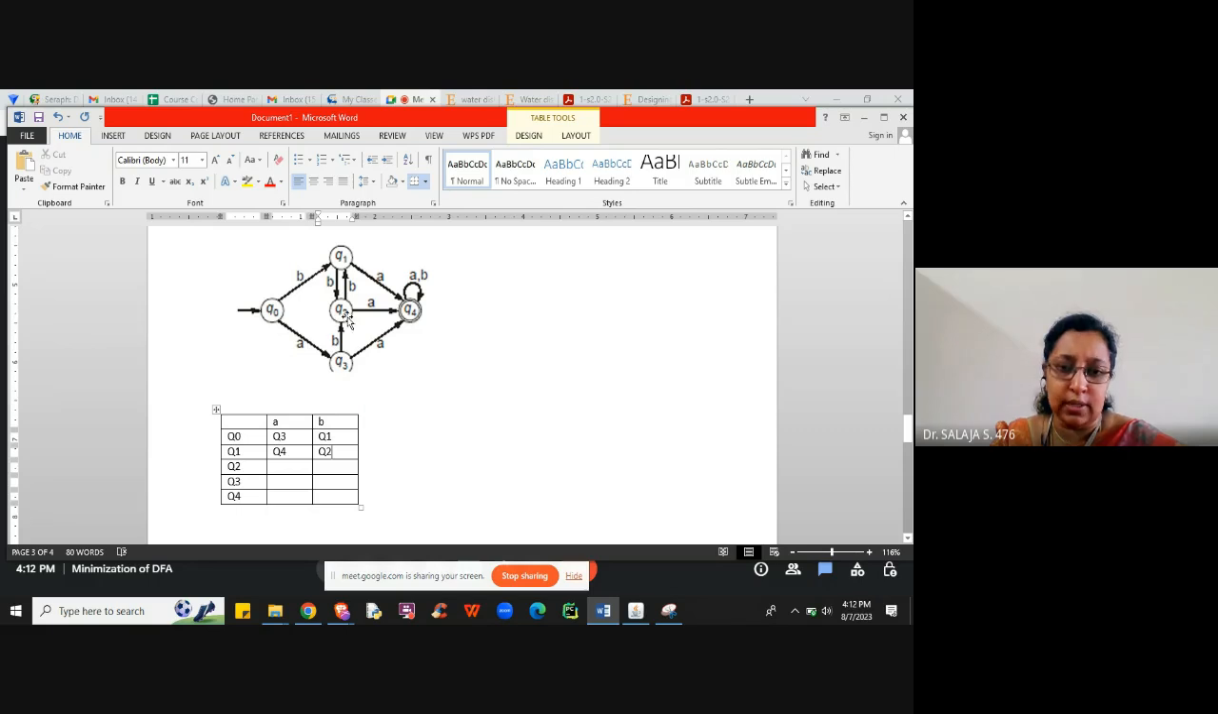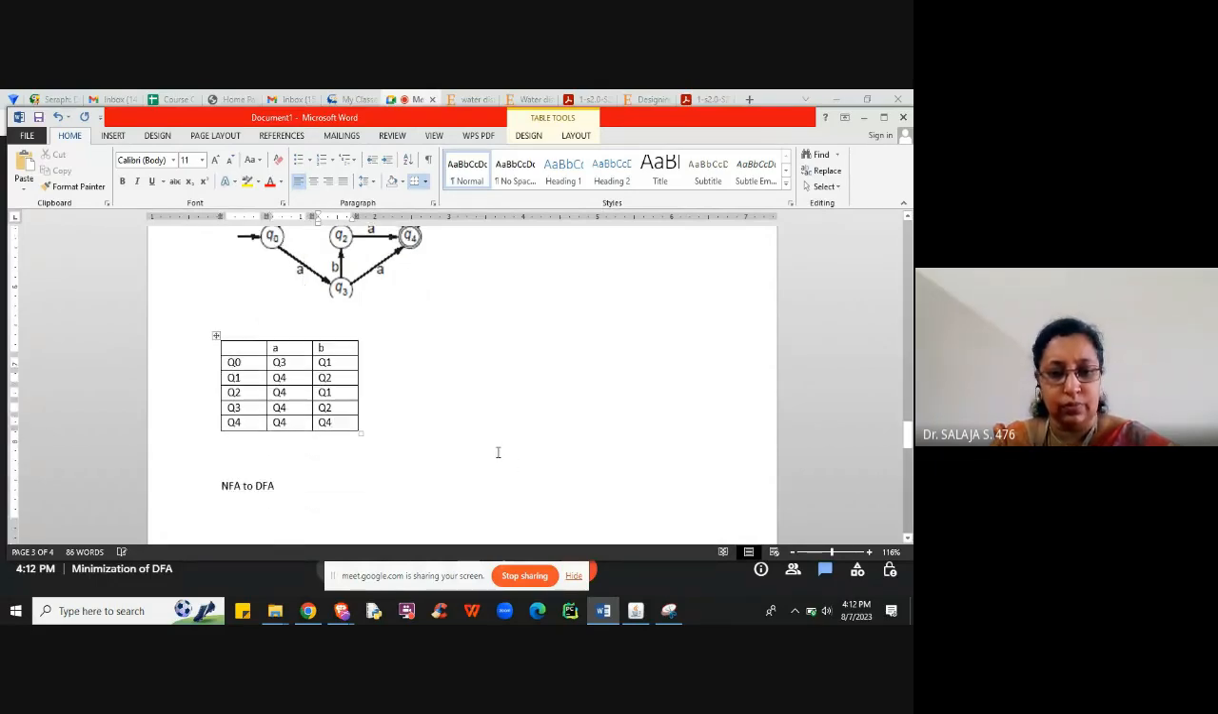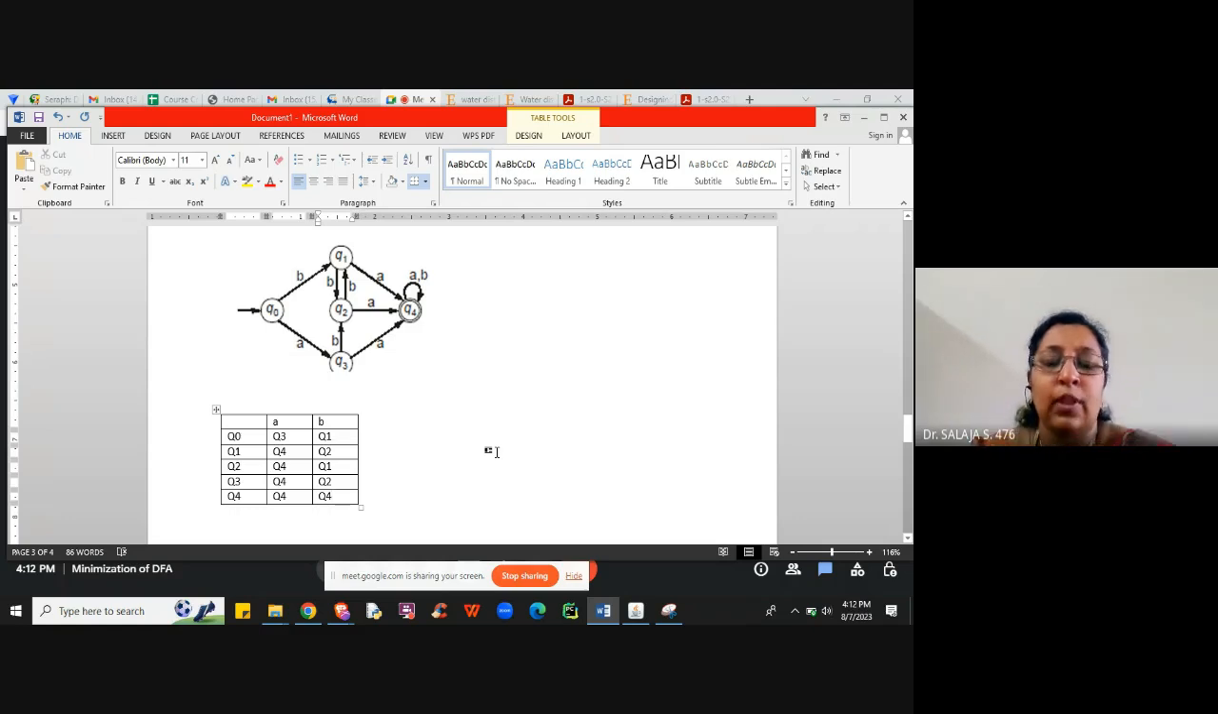From Q2, on A we move to Q4, and on B we move to Q1. Then Q3 on A moves to Q4, and on B it moves to Q2. And the last one, Q4 on A and B moves to Q4. So, can I have the first level of grouping?